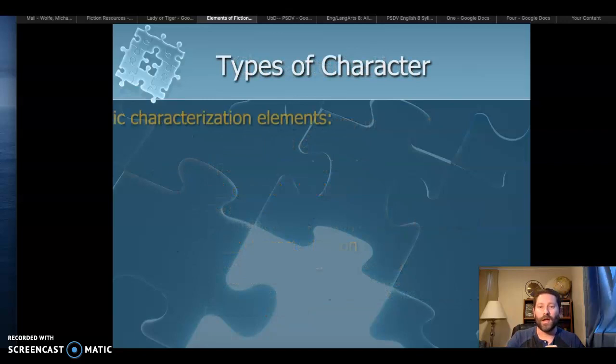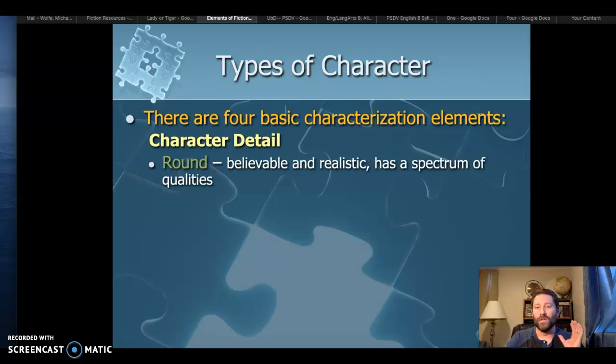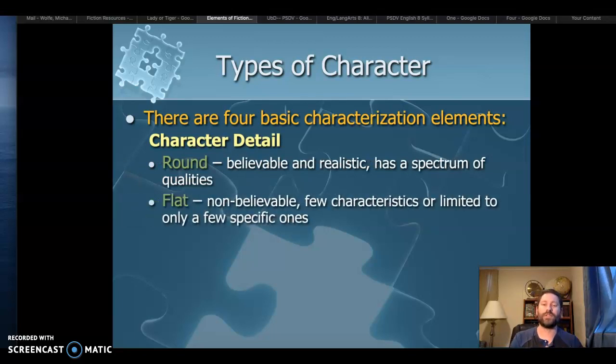So in terms of the characterization elements, we have two categories, and there's two elements within those categories. So the first one is character detail, and we have our round characters. These are believable and realistic characters. They have a spectrum of qualities. They feel like somebody that you could meet or that you have met. You go, okay, I know who that person is, and I can infer a lot of things about them simply by knowing all these different elements or seeing the dynamics in this character, like that they are fleshed out and that they are human and that they have different emotions.